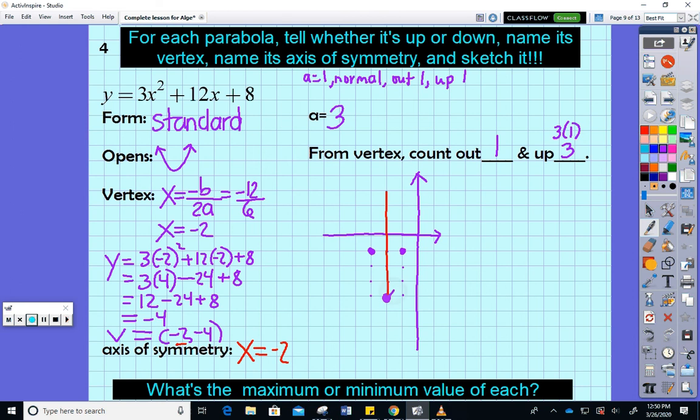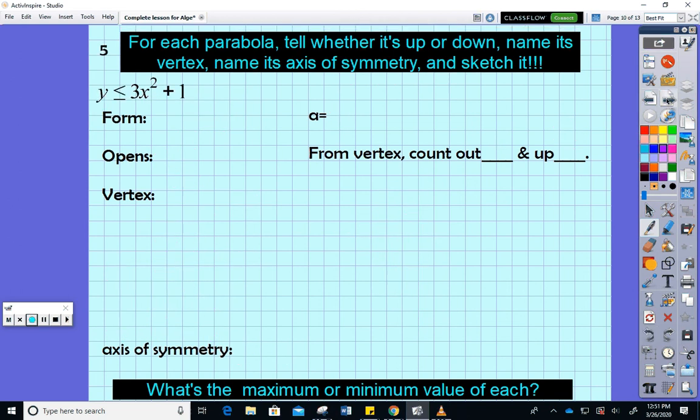This quick sketch method is going to work great for you as long as your a value is 1 or any other whole number. The a value only gets tricky when it's a fraction. Otherwise, I expect y'all to use the a value like gangbusters, and we'll work on the fraction stuff.